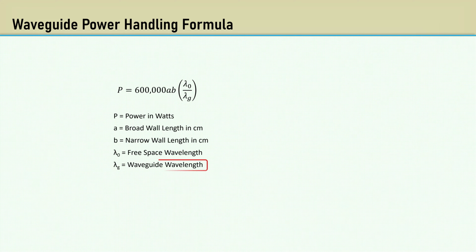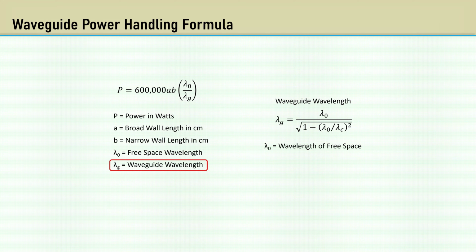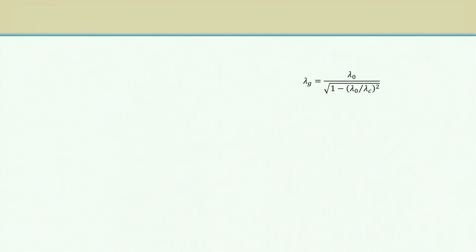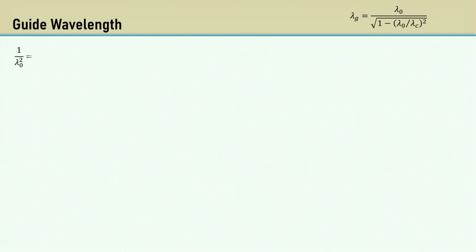There is a relationship between the waveguide wavelength, the free space wavelength, and the wavelength at the cutoff frequency. But what is waveguide wavelength? This is a common formula you will see for waveguide wavelength, where lambda naught is the free space wavelength and lambda c is the cutoff wavelength. What the heck is that formula about, and where does it come from? Let's set that equation over to the side for a minute.